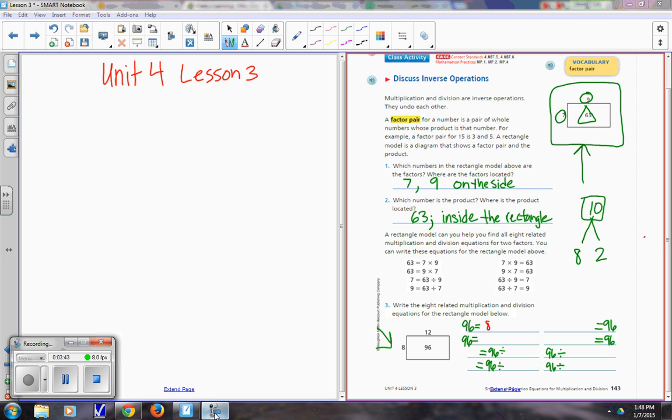Now I can do 8 times 12 and 12 times 8. And then I can do 12, 8. 8, 12. 96 divided by 8. 96 divided by 12. You see where I'm going with that? So it's just like adding and subtracting, only it's multiplying and dividing.